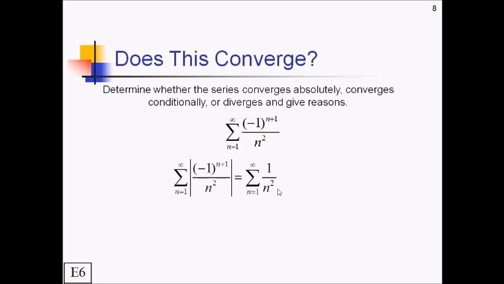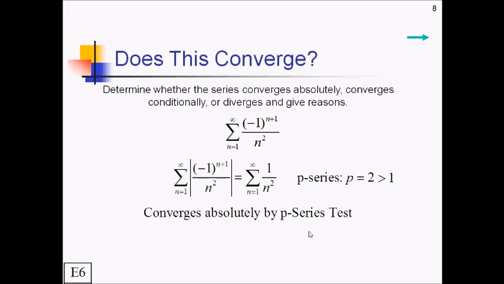Now, does this converge? Well, this is a p-series with a value of 2, which is greater than 1. So this does, in fact, converge absolutely by the p-series test. And since we've found that it converges absolutely, it's not eligible to converge conditionally. Conditionally, remember, means you converge only without the absolute value.